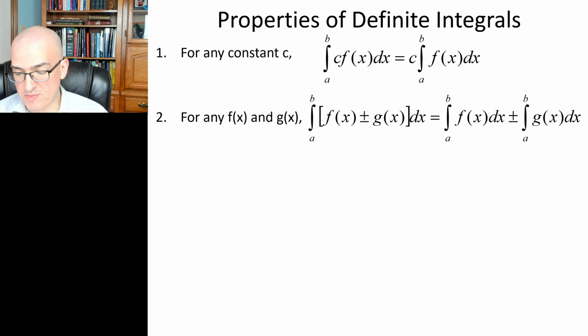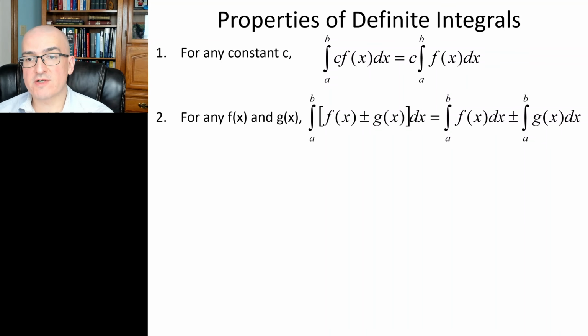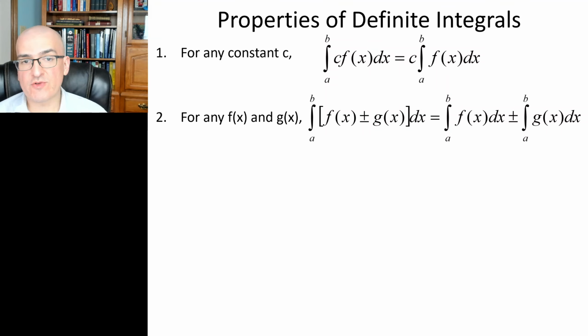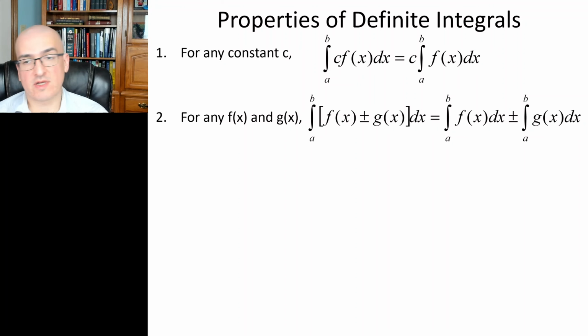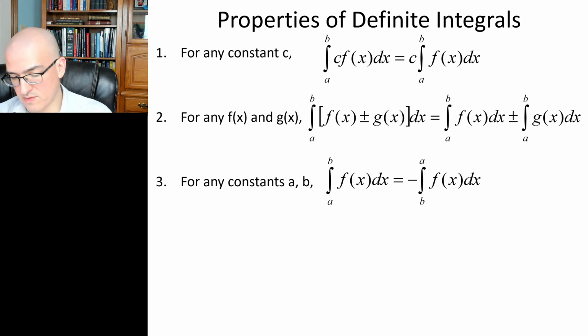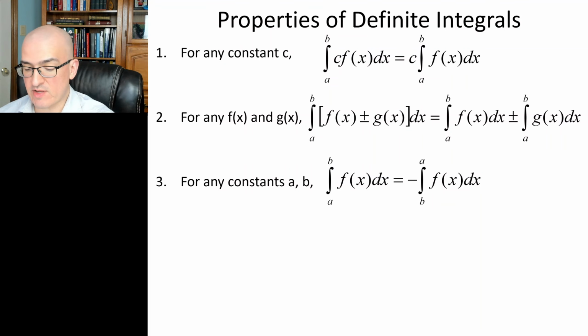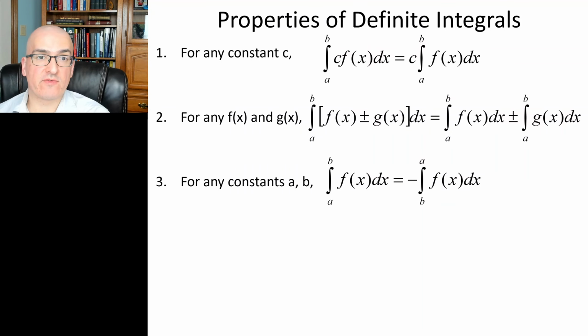Second property is that if you have an antiderivative, with or without bounds, of two functions that are added together or subtracted from each other, you can split that up into the antiderivative of the first plus or minus the antiderivative of the second. If you change the order of the bounds, let's say we're integrating from 1 to 5, we're going to get some number out of that. If instead of going from 1 to 5, we go from 5 to 1, we are going to get the negative of that answer.